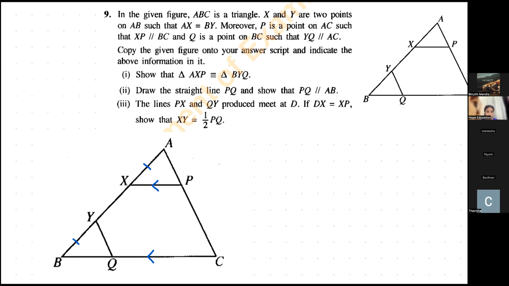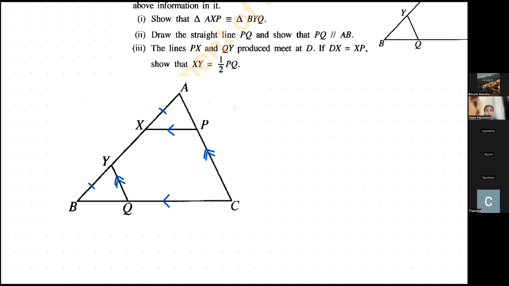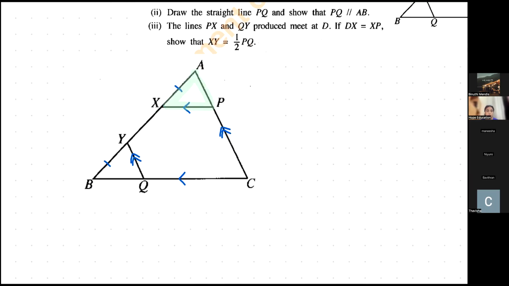So we have parallel lines. Okay. What we have to show first of all is that AXP is congruent to BYQ. AXP is this particular triangle, and BYQ is this one. We have to show that they are congruent.